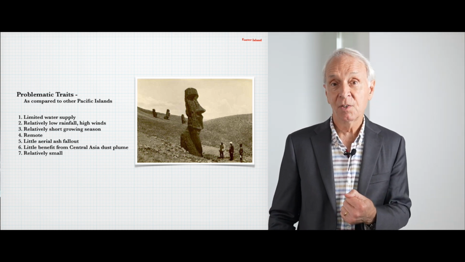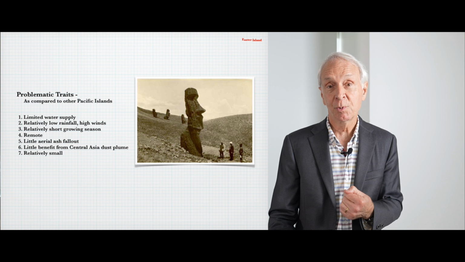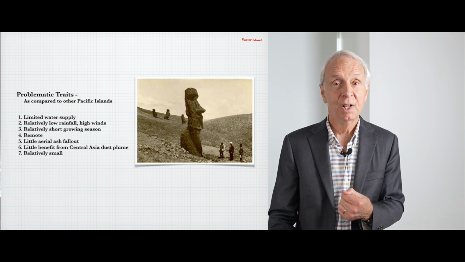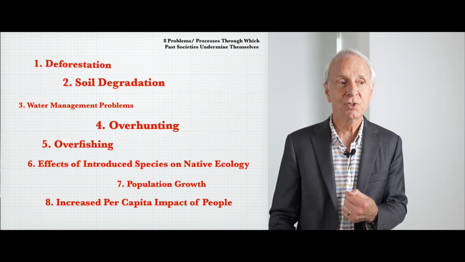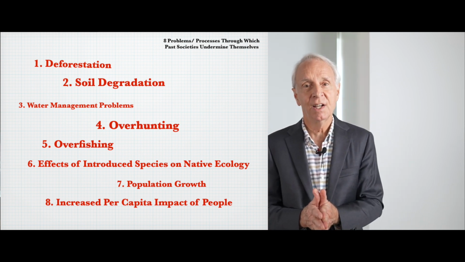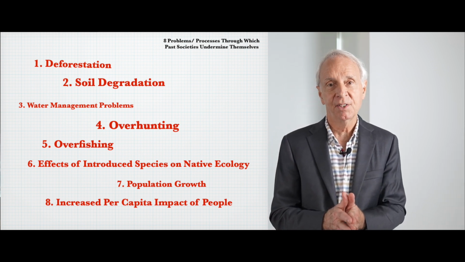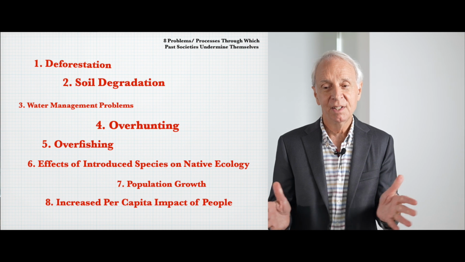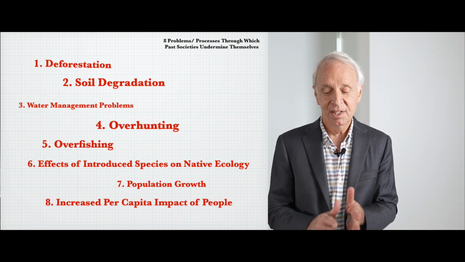And then the island itself was just relatively small. It couldn't support a large number of people. So there were some problematic traits. These 8 things that I identified, they pretty much screwed up all 8 of those. They made mistakes in every single one of them.